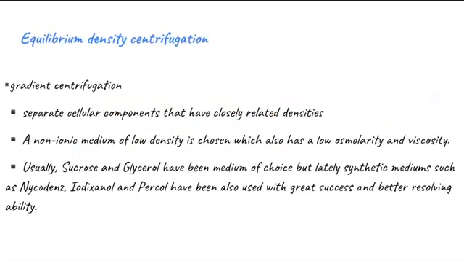Equilibrium density centrifugation. It's also called gradient centrifugation. It separates cellular components that have closely related densities. A non-ionic medium of low density is chosen.